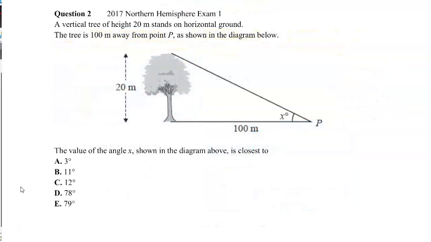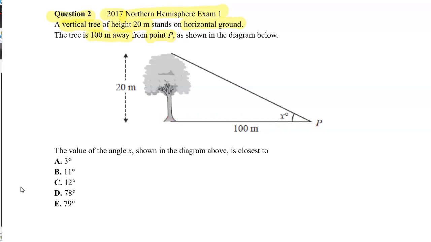So from the 2017 Northern Hemisphere Exam 1, this was a question 2, so that's early on, so it's meant to be straightforward. A vertical tree, so up and down, of height 20 metres stands on horizontal ground. The tree is 100 metres away from point P, as shown in the diagram below. Okay, so 20 metres high and 100 metres away.